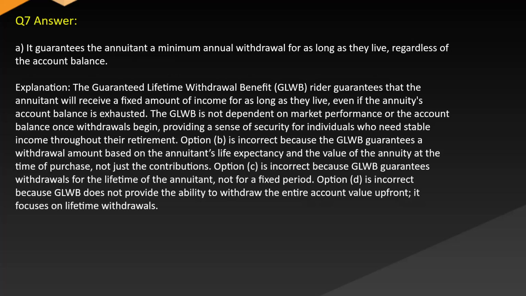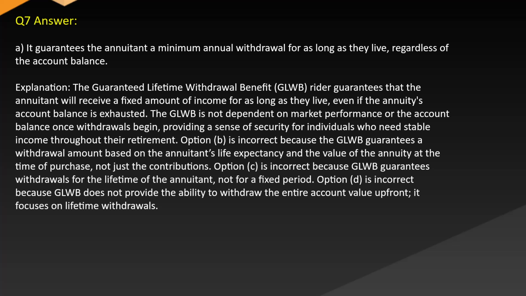Answer A. It guarantees the annuitant a minimum annual withdrawal for as long as they live, regardless of the account balance. Explanation. The guaranteed lifetime withdrawal benefit rider guarantees that the annuitant will receive a fixed amount of income for as long as they live, even if the annuity's account balance is exhausted. The GLWB is not dependent on market performance or the account balance once withdrawals begin, providing a sense of security for individuals who need stable income throughout their retirement.